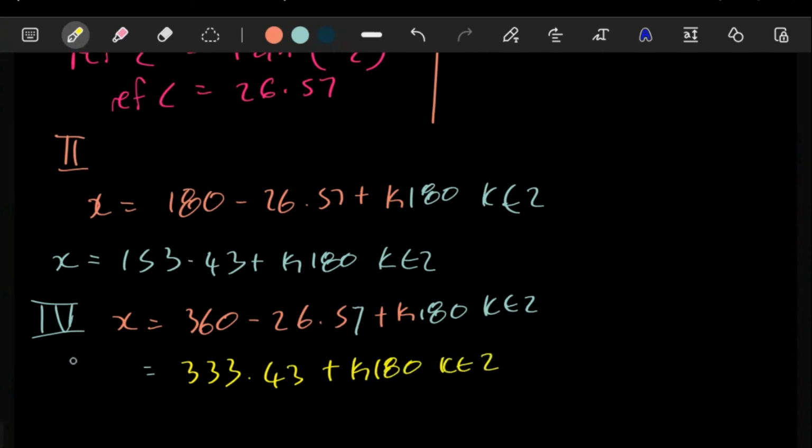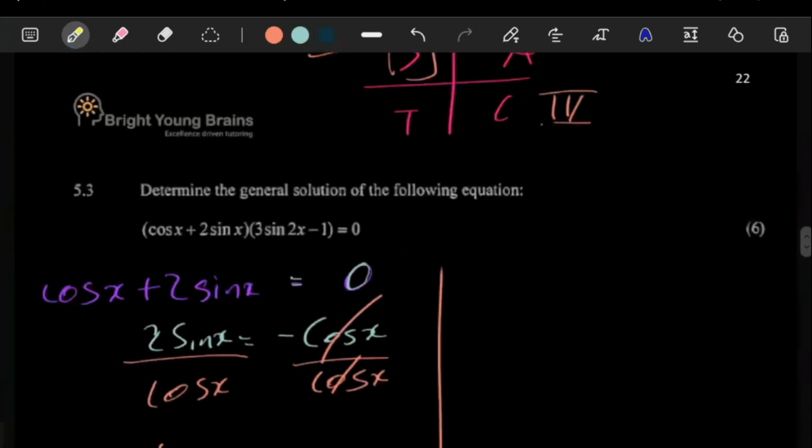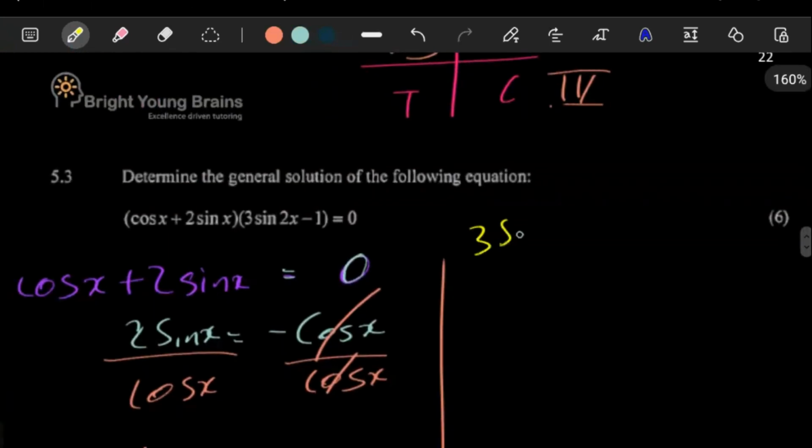K is the element of integers. There we go. So these are going to be your 2 answers. But then, don't forget this, as we said. So the 3 sine 2x minus 1 equals 0. So the 1 has to go over.